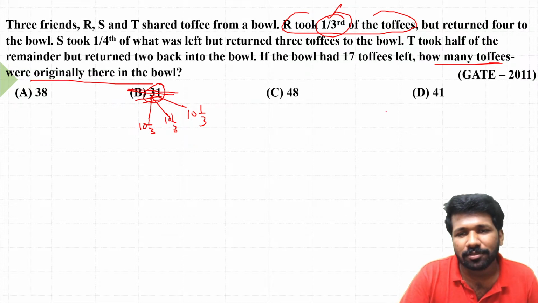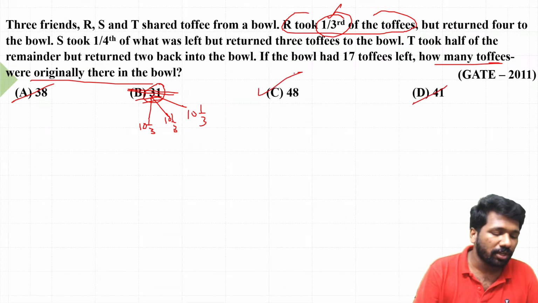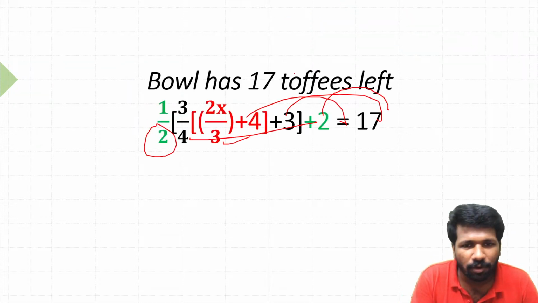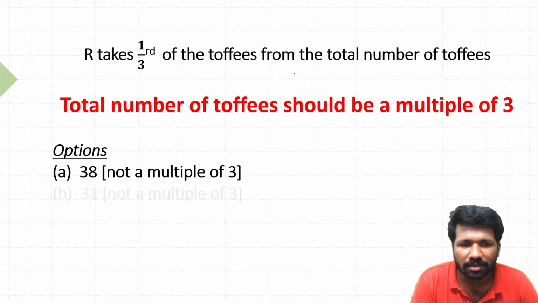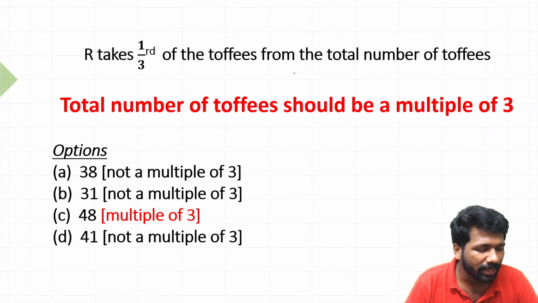That is why 31 is also not possible. 38 is also not possible. 41 is also not possible. 3 options are eliminated. So the remaining option 48 should be the answer. 48 is possible because 48 is a multiple of 3. The only option which is a multiple of 3 is 48. So 48 is the answer.